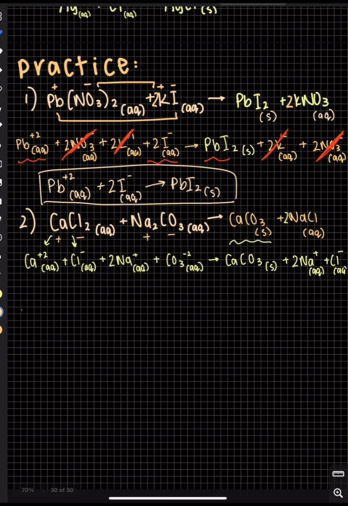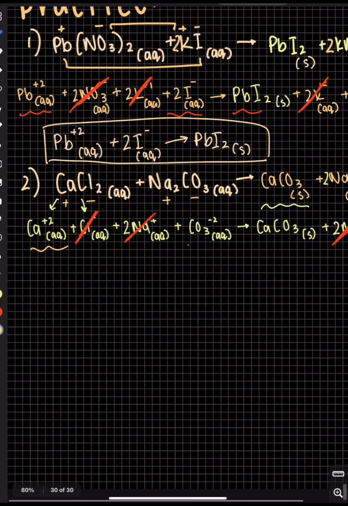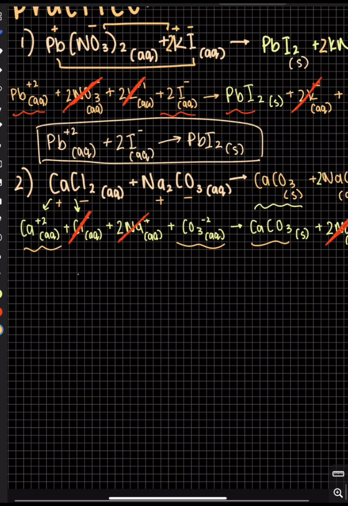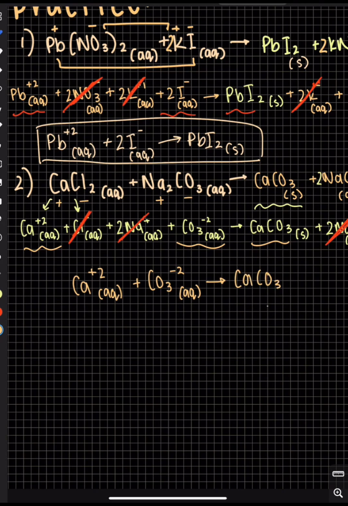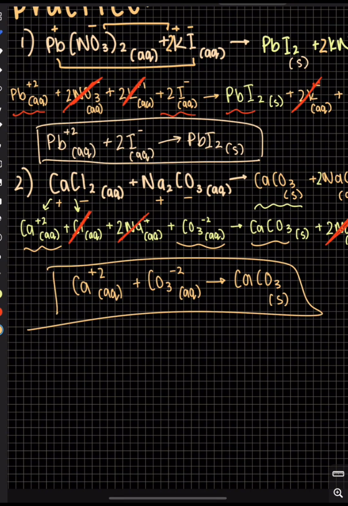I need to cancel out all of the ones that I see repeating. I see 2 Na's repeating and Cl's repeating, and that's it. My last step is to combine what remains. So my final answer is calcium 2+ aqueous, plus carbonate, CO3 2- aqueous, yields calcium carbonate in solid form. That is your answer. Thank you guys so much for watching, and I'll catch you in the next one.